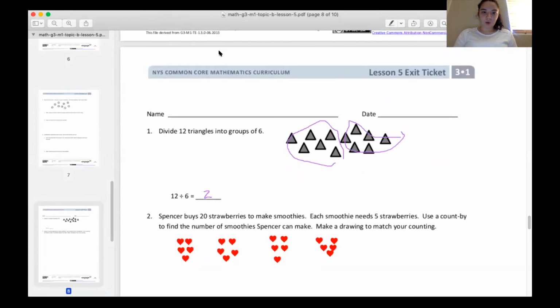So let's write a division problem for that. We started with 20 strawberries, and we are going to put 5 strawberries in each smoothie. So we can make how many smoothies? Well, we have 1, 2, 3, 4 groups, so we can make 4 smoothies.